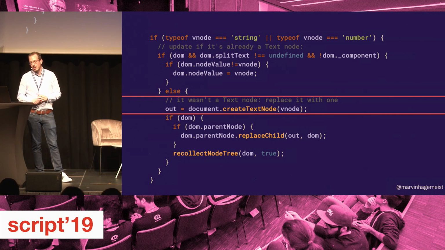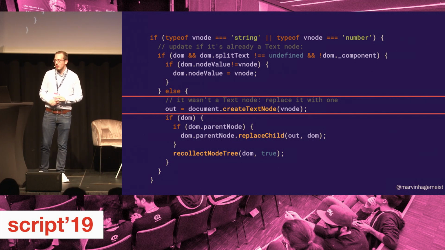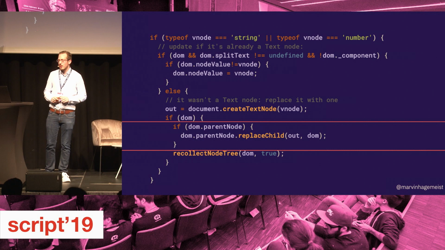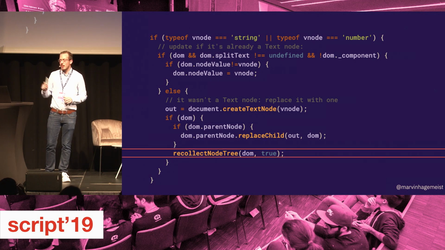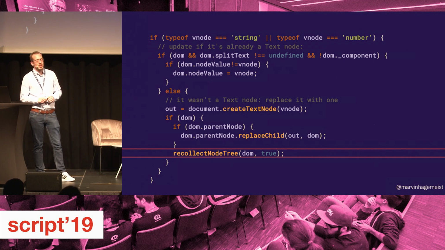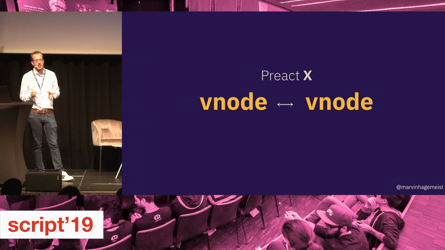In the other case, when the node isn't a text node, we need to create one and add it to the DOM, and we need to check if there's a parent node, otherwise it's a no-op. And also this is a little thing we'll talk about later, an optimization that we did that is typically found in game engines, but it turns out it wasn't that great for us, so we killed it later on. So in Preact 10, we don't compare apples to oranges anymore, we compare the same data structure.